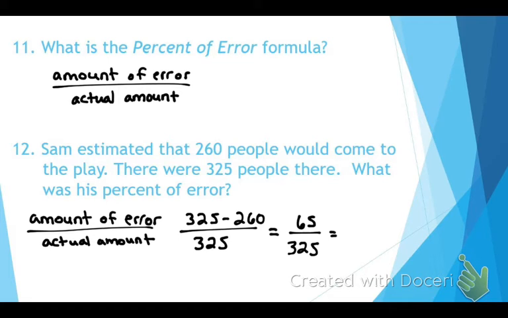What's 65 divided by 325? 0.2. Okay, now I want to turn that into a percentage, so what would that be as a percent? 20%. 20% is correct. So his percent of error was 20%.